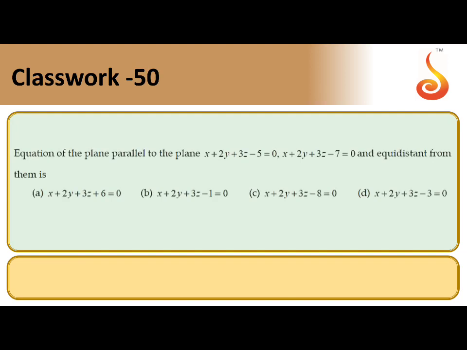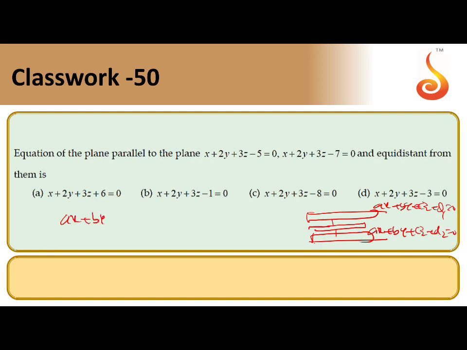Now the last question of this chapter. The equation of a plane parallel to the given two planes and equidistant from the two planes. So these are two planes: ax plus by plus cz plus d1 equal 0. The other plane is ax plus by plus cz plus d2 equal 0. We want another plane that is equidistant from the two planes. If they are parallel, the required plane will be ax plus by plus cz plus (d1 plus d2) by 2. This is the required plane which is equidistant from the two planes.